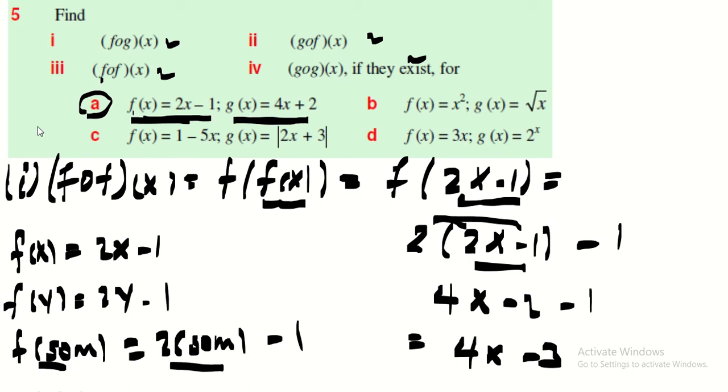I mean, this one is for Roman number 3 actually, not A. Roman number 3 is f of f of x. Roman number 1, it says f of g of x. Okay, let's do now that.